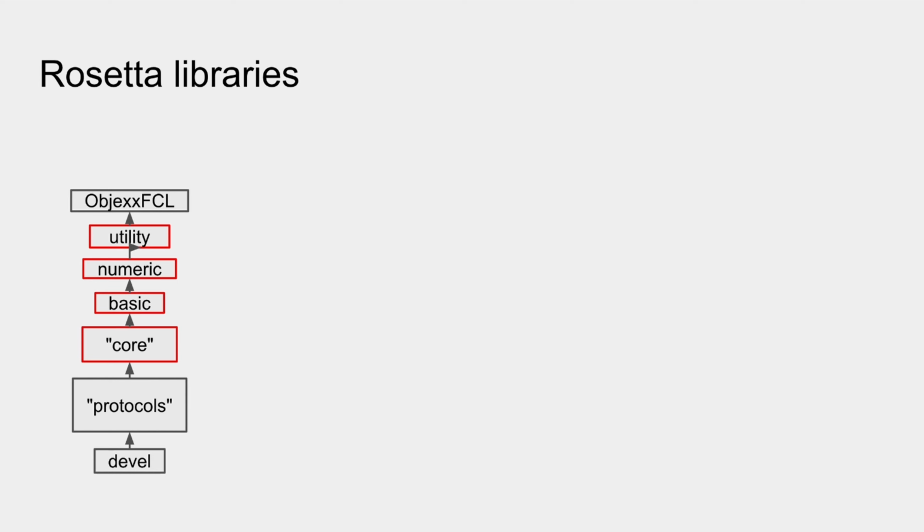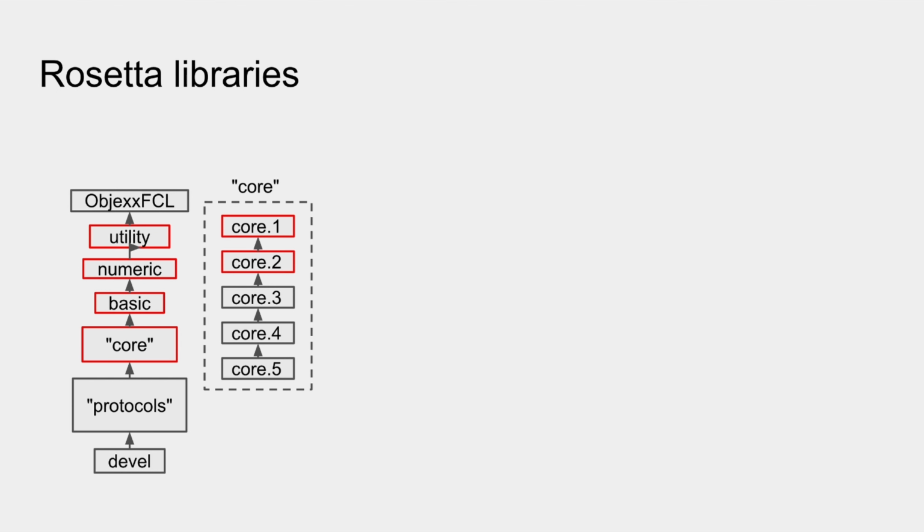The first library is actually objects FCL. That's a very math-dependent library that we're using, or standard library. Then we have utility on top of that, numeric, basic, core, protocols, and devel. Today we're going to talk about the red ones here: utility, numeric, basic, core. Core is split up into 5 different core levels: core 1, core 2, till core 5.